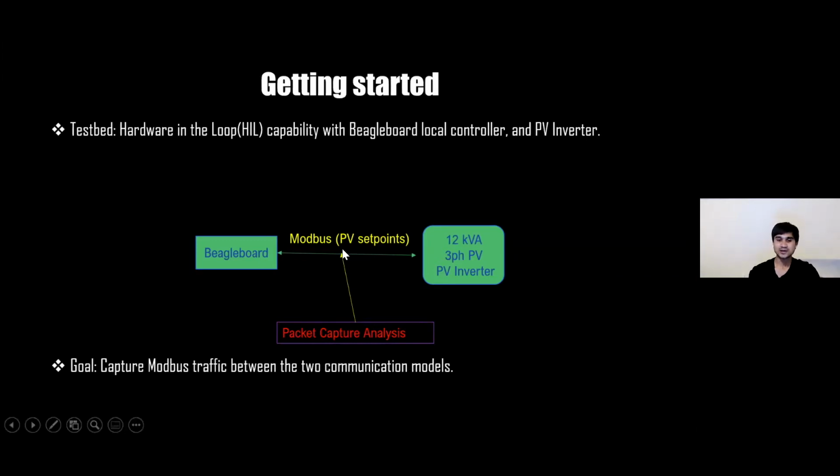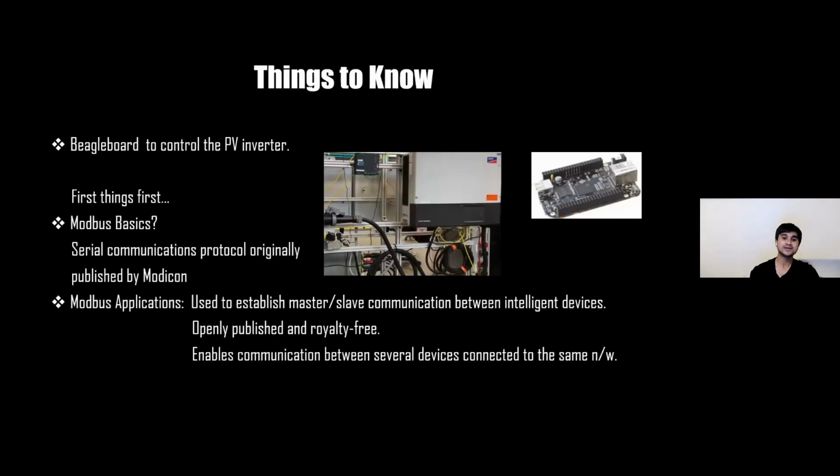Modbus is an ICS protocol, as I mentioned earlier. Modbus runs on the default port, which is 502. In this case, we are capturing the Modbus traffic between our Beaglebone device and our photovoltaic inverter. Before diving into the details, there are certain things to take note of. For instance, the Beaglebone acts as a local controller for stabilizing the inverter set points.